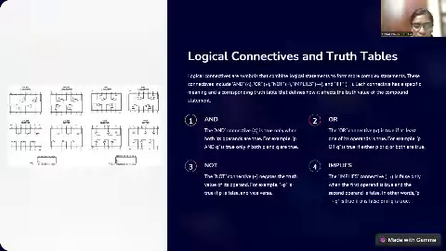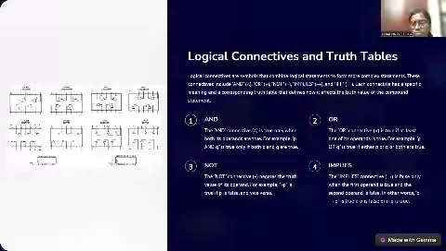The not connective negates the truth value of its operand. For example, not P is true if P is false and vice versa. The implies connective is false only when the first operand is true and the second operand is false. In other words, P implies Q is true if P is false or if Q is true.